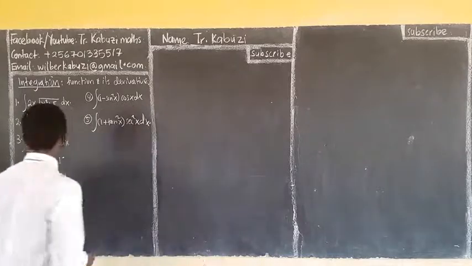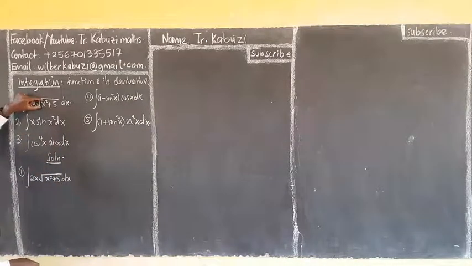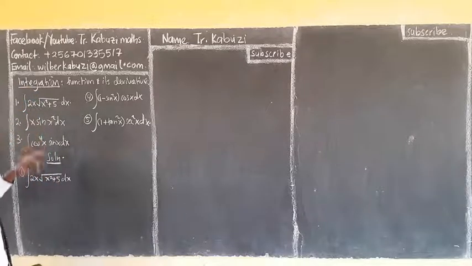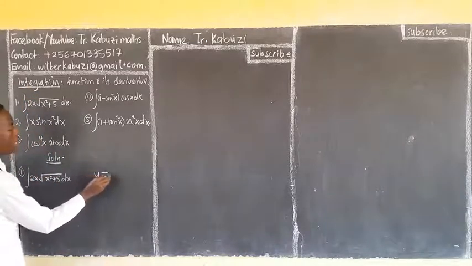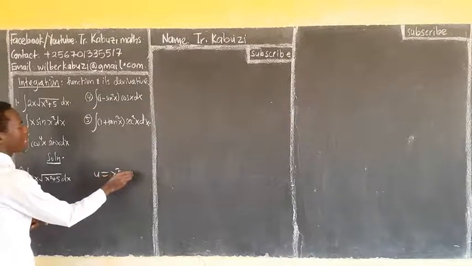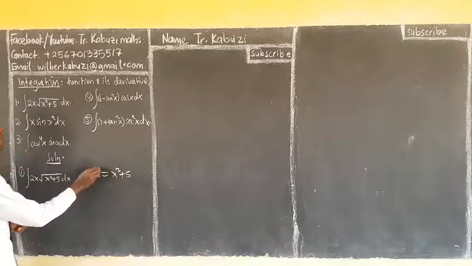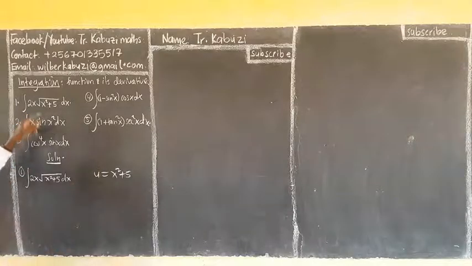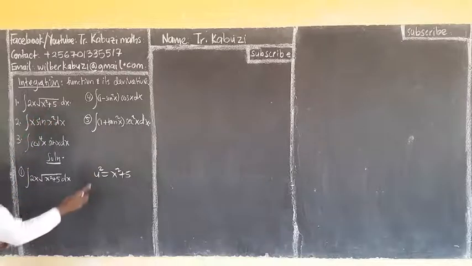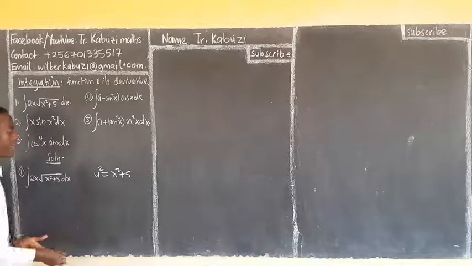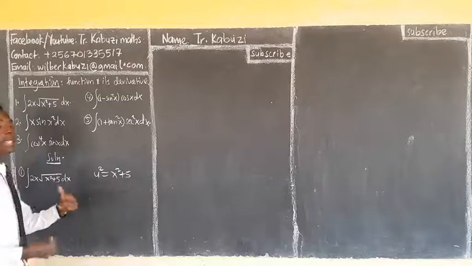So now from there, here I have the square root. To remove the square root, let u be x squared plus 5. Now I can put a square. Why? Because I don't want this square root. If u is x squared plus 5 and I put the square root, the square root will go away. That's what we call change of variables.